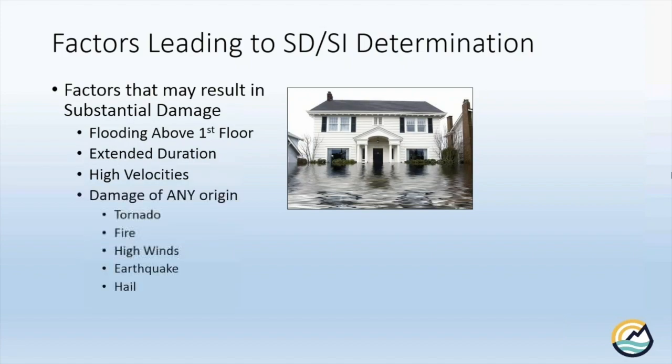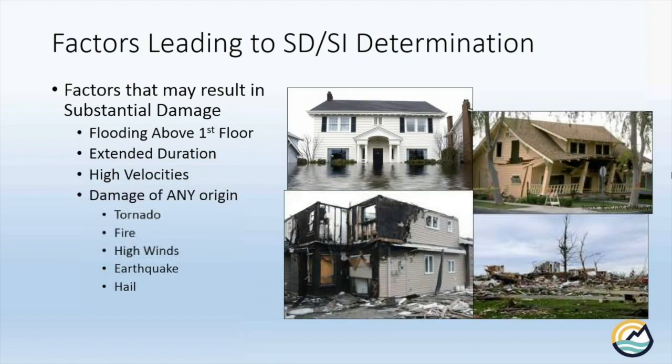Or, and this is the one that usually surprises people, it's damage of any origin. It doesn't have to be just flood damage. So if you have a tornado or a fire, high winds, earthquake, hail, locusts, doesn't matter. If a building in the floodplain is damaged and the cost to fix it is 50% or more of its market value, you need to take action to protect it from flooding, even if it was damaged by a fire, because it's still in the floodplain. It's still at risk of being flooded. So while you're spending all this time and money and effort putting it back the way it was or improving it, let's go ahead and protect it from floods going forward.